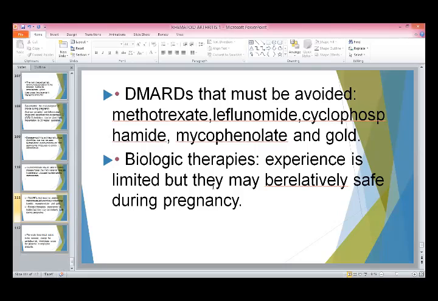Methotrexate should be avoided, rather must be avoided. Experience of biologic therapy is limited, so we cannot comment.